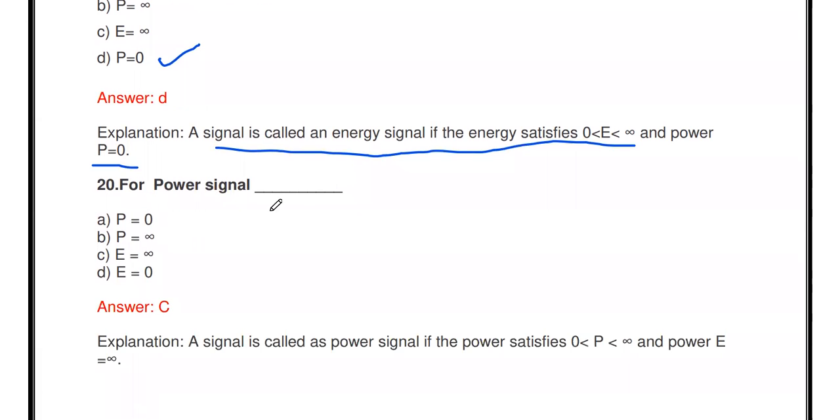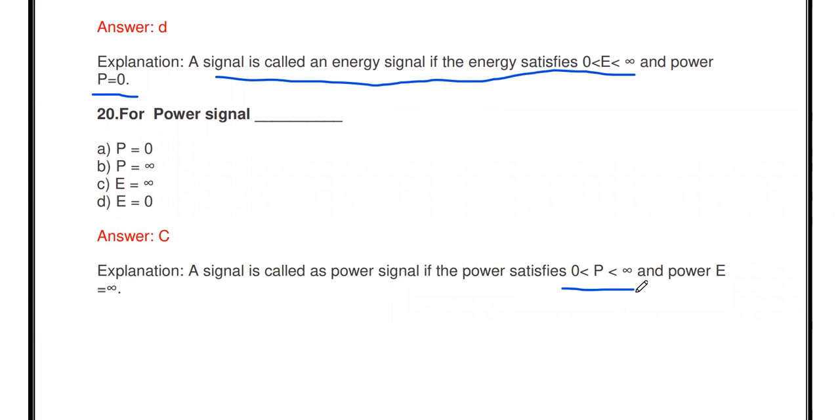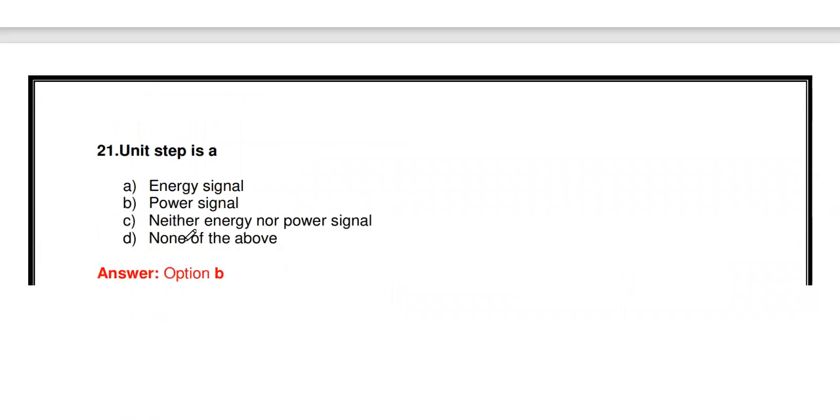Then for a power signal, the power value is finite and the energy value is infinity. This is the condition. For a power signal, power is a finite value and the energy should be infinity. So for a power signal, E equal to infinity. P equal to 0 is wrong. P equal to infinity is wrong. E equal to 0 is wrong. E equal to infinity is the correct answer.